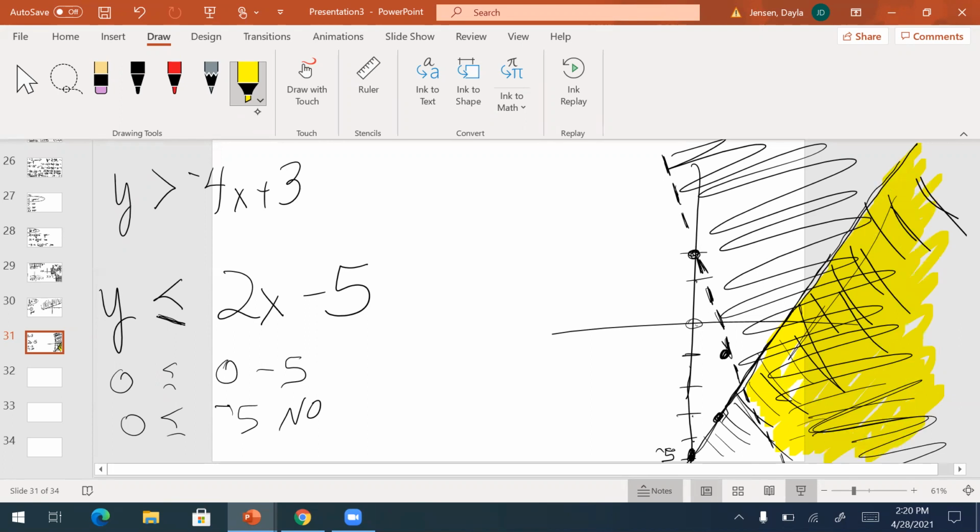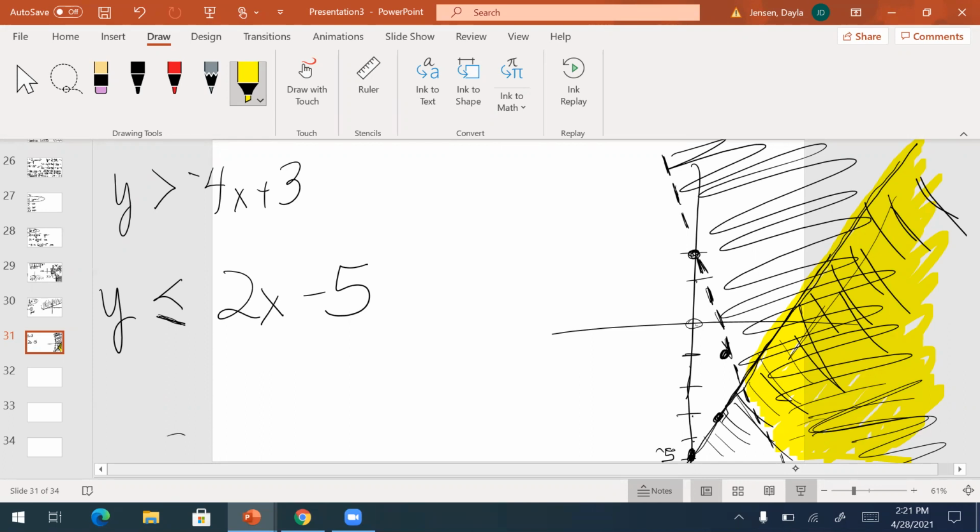Everything, including the line, not this line that stays dotted, but everything over here is going to satisfy both equations. So this is my answer. Not this line, and everything to the right of it, where I colored in twice. So that's the solution when you're asked to find the solution of a system of linear inequalities. You're going to have an area on a graph.